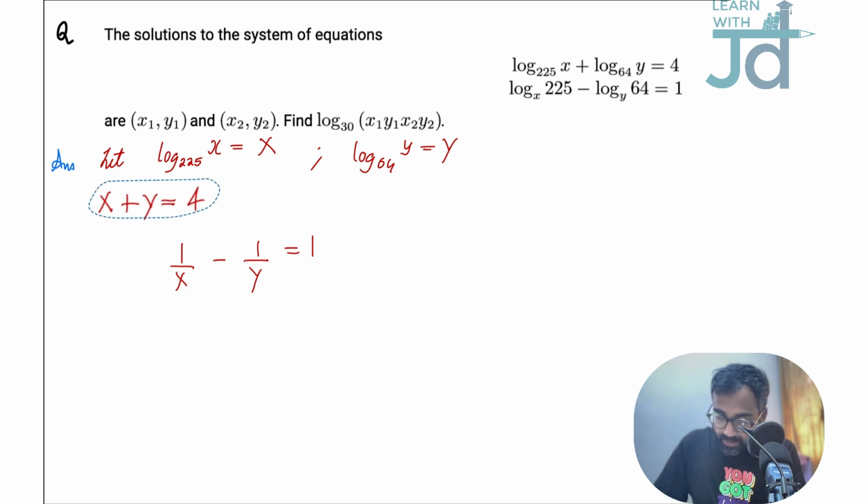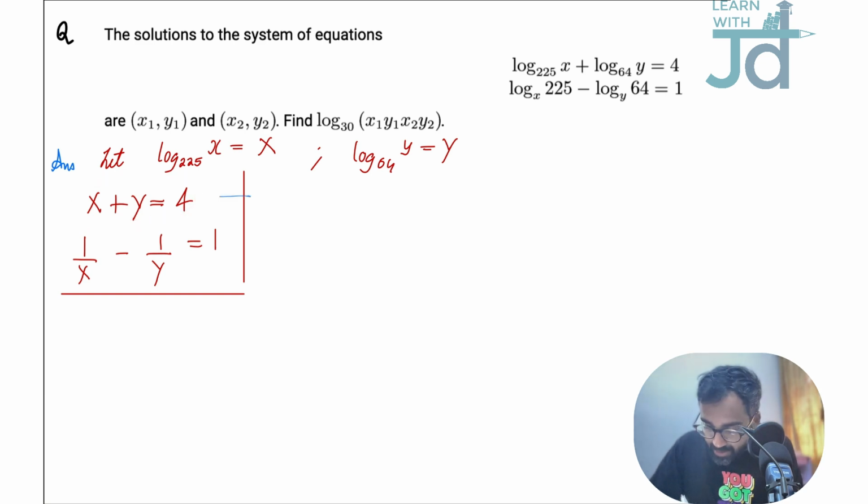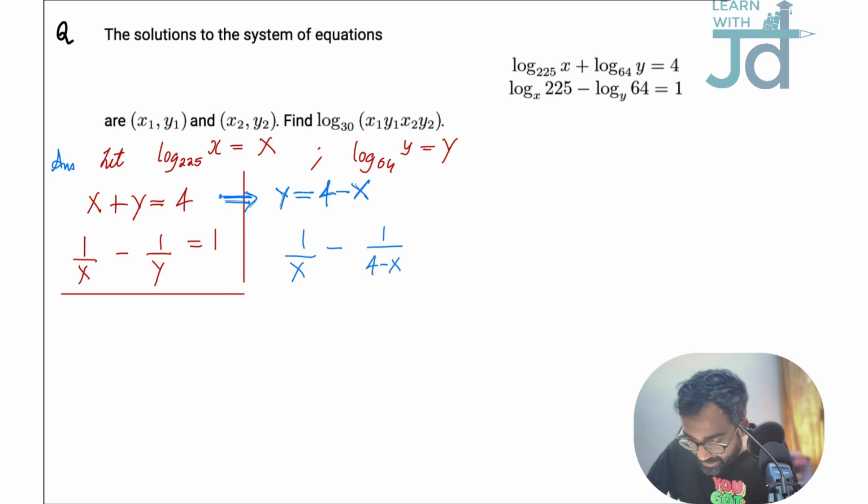Now, solving also has to be done a little smartly. I'll tell you how. First I will solve it as a quadratic in only X, so I eliminate Y. How to eliminate Y? From this equation I can say Y is equal to 4 minus X. Do you agree? And put it in this equation: 1 over capital X minus 1 over capital Y, I will write as 1 over X minus 1 over 4 minus X is equal to 1.